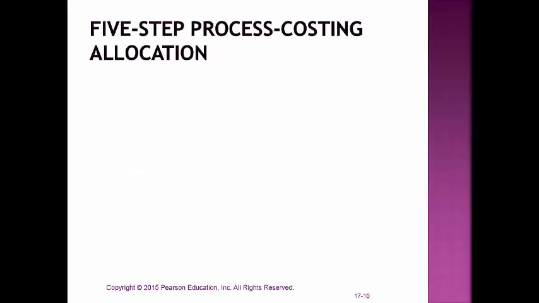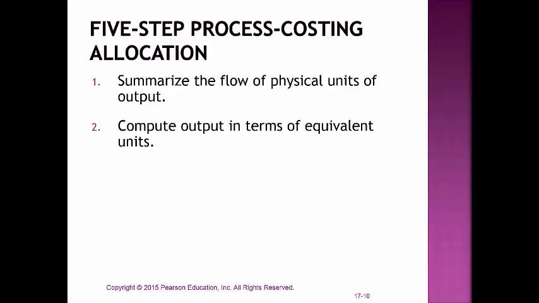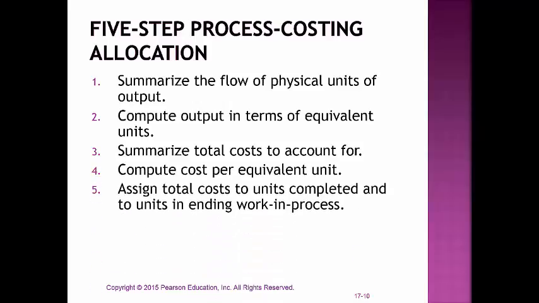In regards to process costing, we do have a 5-step process costing system, and you're going to basically do these steps over and over and over. Our forms vary based on which method we're going to apply, but for the most part, these 5 steps will be followed each time. Alright, so step 1, summarizing the flow of the physical units of output.